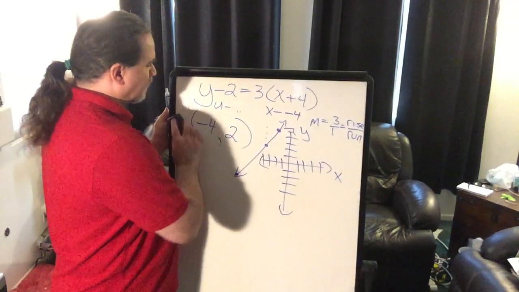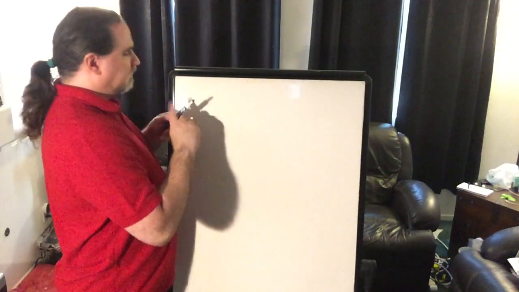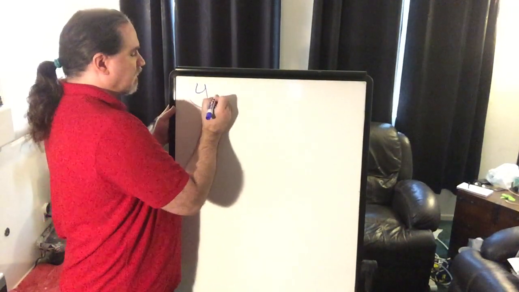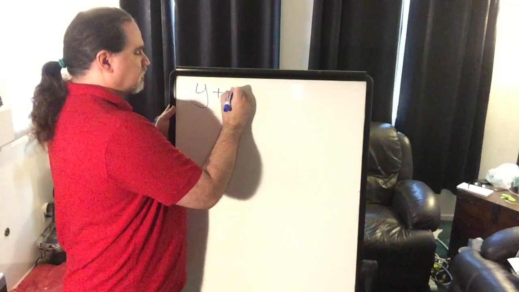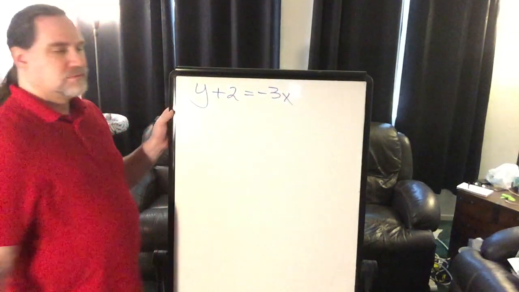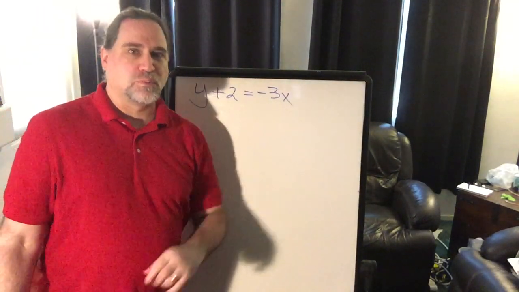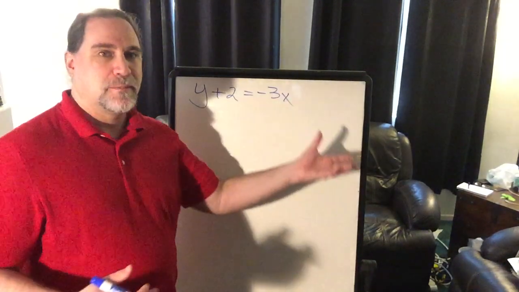Okay, so let me do a nice easy one. Okay, let's make it not super easy. Let's go y plus 2 equals negative 3x. That's still point slope form. And I know what you're thinking. You're like, where's the parentheses? Where's the rest of it?